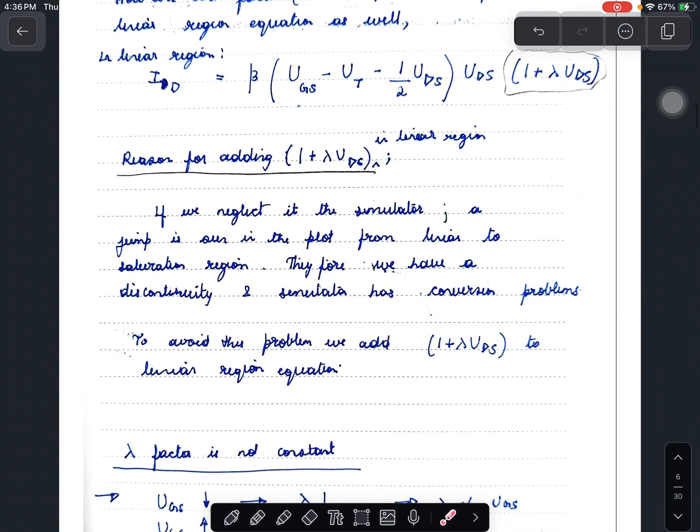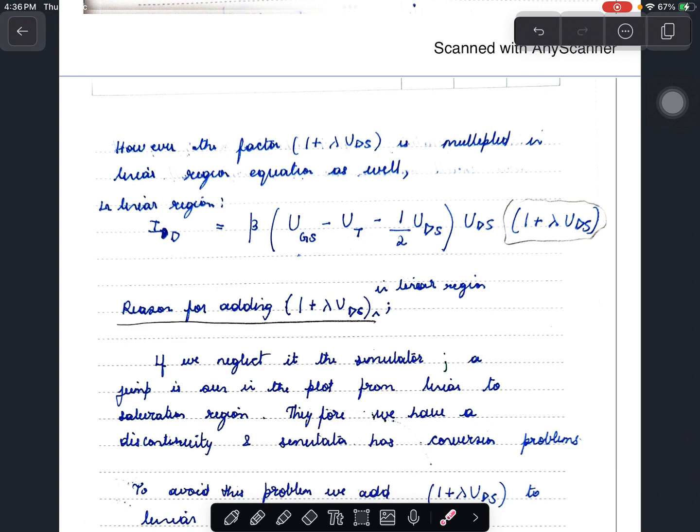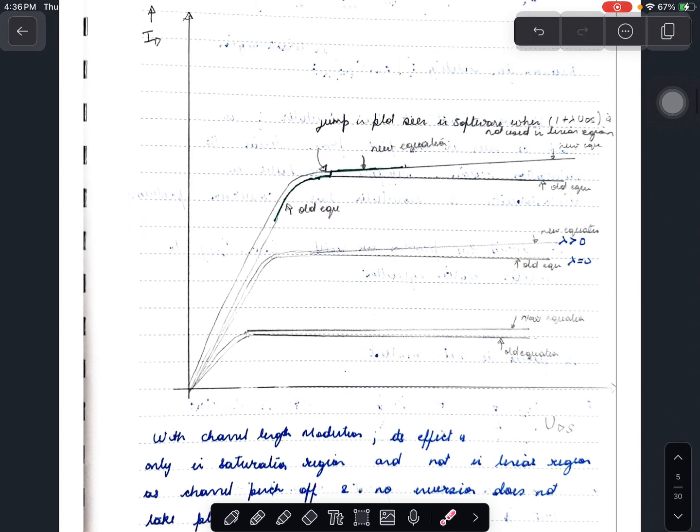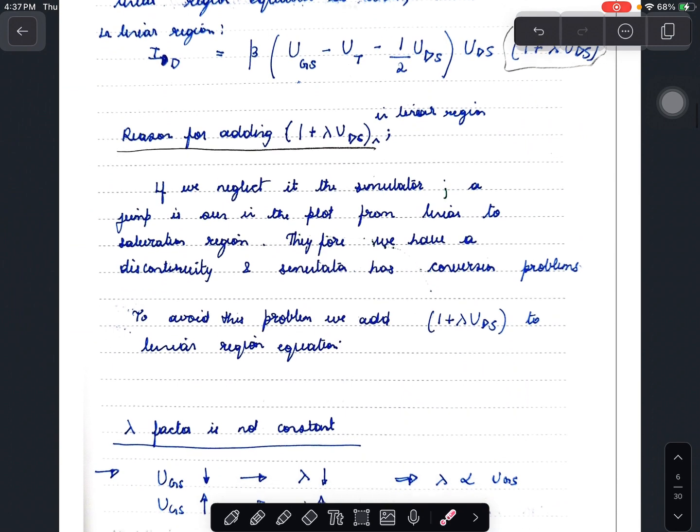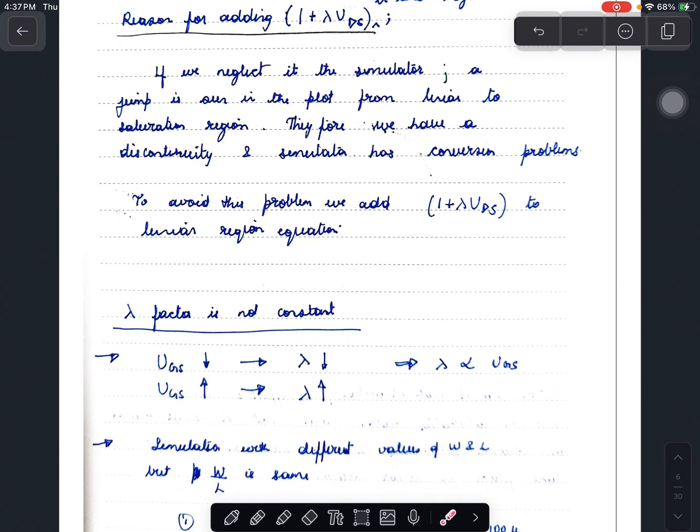And we also add the term 1 plus lambda VDS in the linear region in order to avoid the step which is seen here. So this is the linear region. Generally in the linear region, 1 plus lambda VDS is not required, but it is added just to avoid the jump in the plot which is seen here. This jump is not good, and to avoid this jump we use the 1 plus lambda VDS term in the linear region as well. Because of the discontinuity, the simulator will have problems because of the jump.